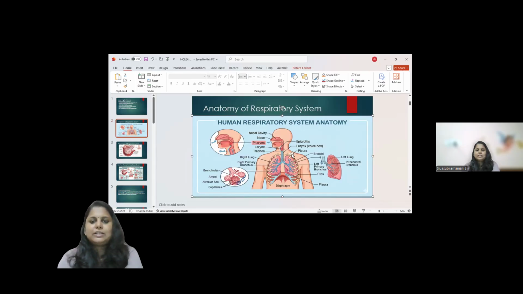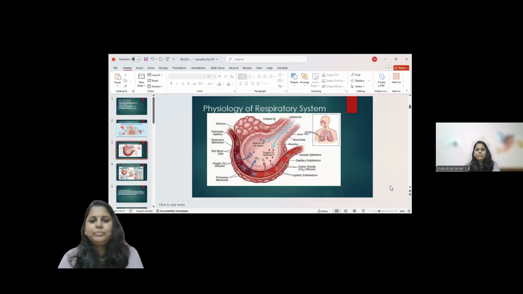Then the lower respiratory tract starts from the trachea. Just imagine the trachea as a tree upside down. So the trachea is the trunk, the branches are bronchi, and the smaller branches are bronchioles. In the bronchioles, there are tiny sac-like structures called alveoli. Here is the major part where the gas exchange takes place. I hope now you understand the anatomy.